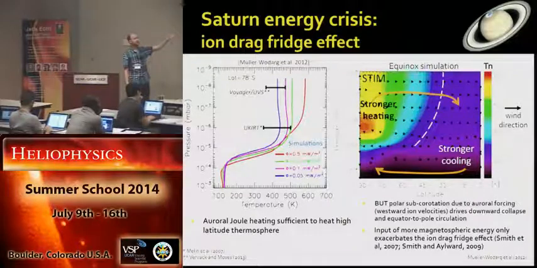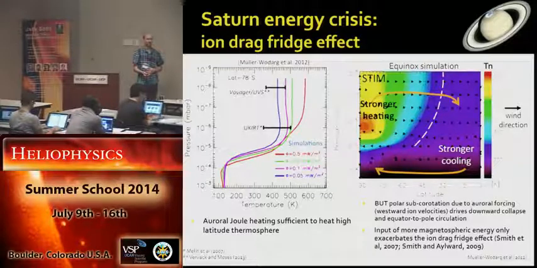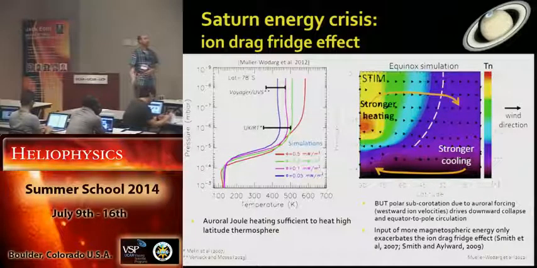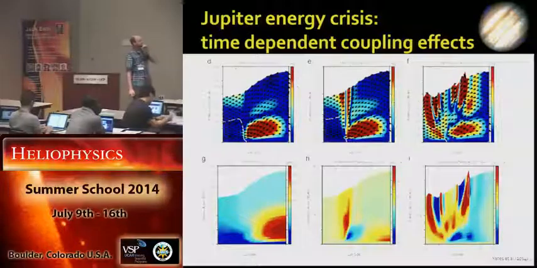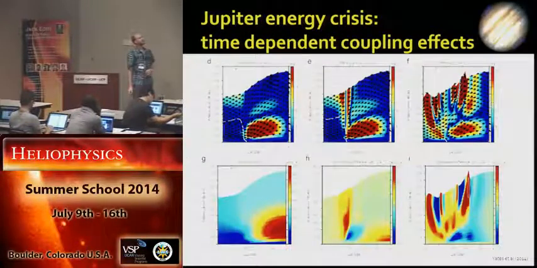That, in fact, cools the low latitude ionosphere and thermosphere. Rather than heating, it cools it. And in fact, if you add more auroral energy here and drive stronger currents, you have a stronger ion drag, and this accentuates the whole effect. And so you get even more cooling at low latitudes. And it's a runaway effect. So we can't explain the temperatures. That's why it's still a crisis.